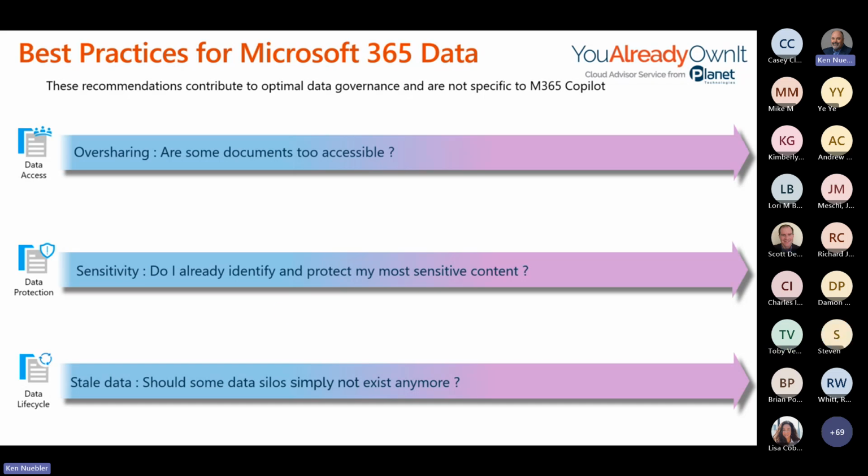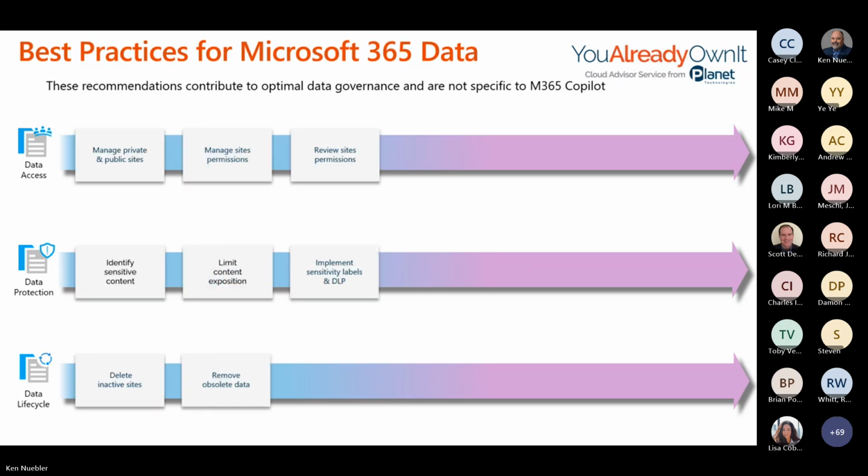Let's continue on here. So just a quick review on what should be in your organization's governance and best practices today. Well, first of all, you should be controlling data access, data protection, and data lifecycle. So in data access, are your folks managing private and public sites? Is everything public? Is everything private? Managing those site permissions. This is huge. Once you give the keys to the kingdom to somebody, are you actually paying attention? What happens after that? Are you monitoring or auditing them from that point on?